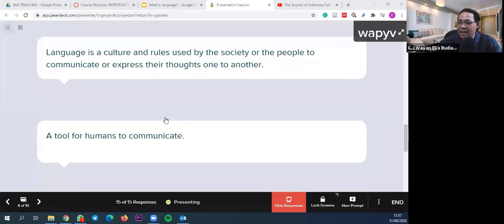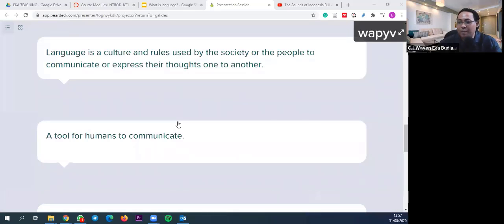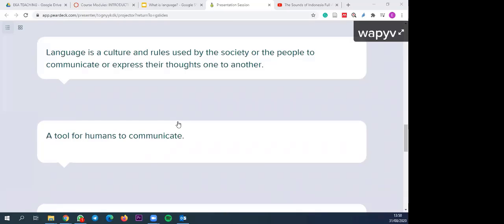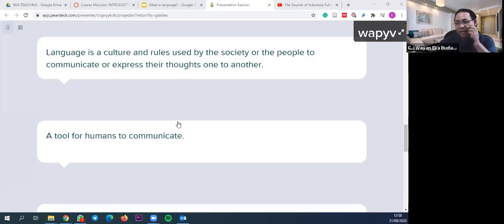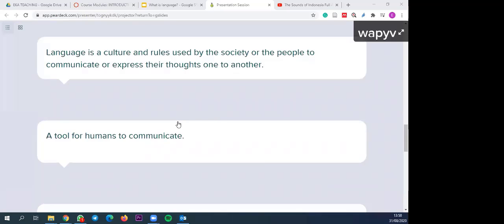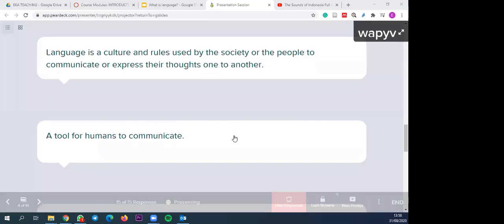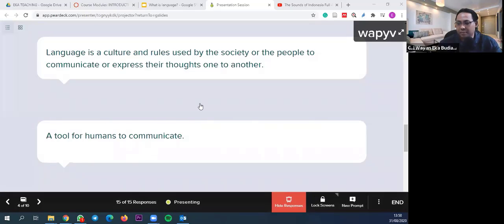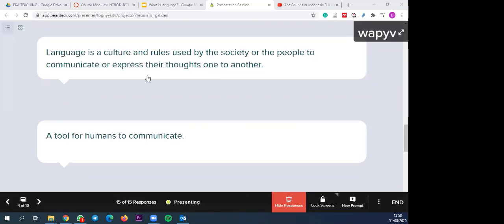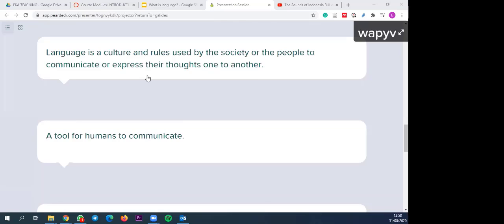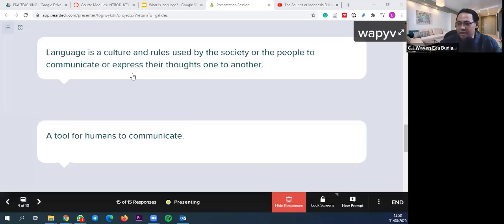Next is language is a culture. This is interesting. Language is culture's rules used by society or people to communicate. Who said so? Me, sir. Yes, go on, Sienna. What do you think? I think language is a culture because the language represents the speaker. Represents the speakers? Like they are one of the culture. So language is a culture and rules.